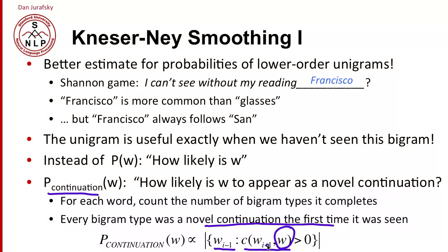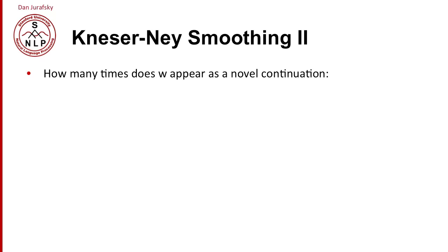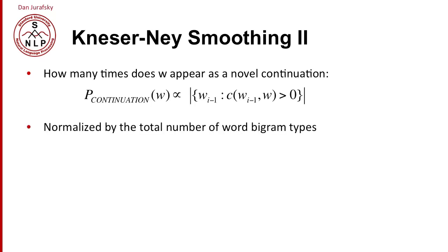How many preceding words are there? That will be the cardinality of that set. That's a number we would like our continuation probability to be proportional to. So how many times does W appear as a novel continuation? We need to turn that into a probability. So we just divide by the total number of word bigram types.